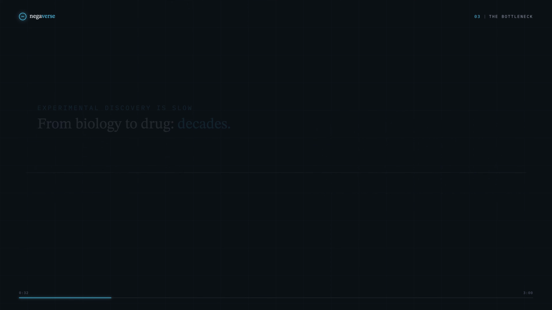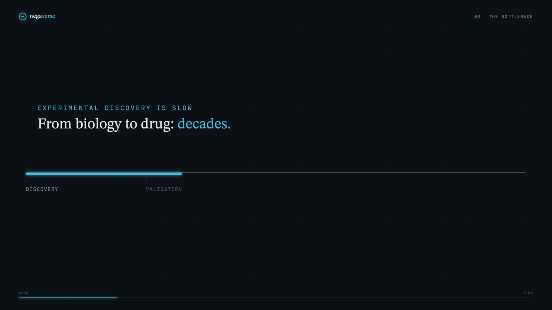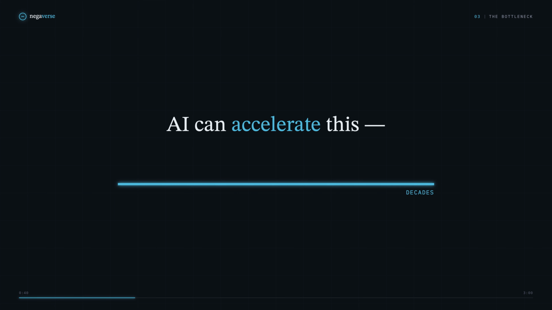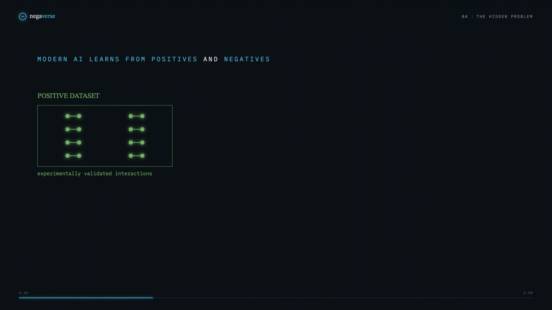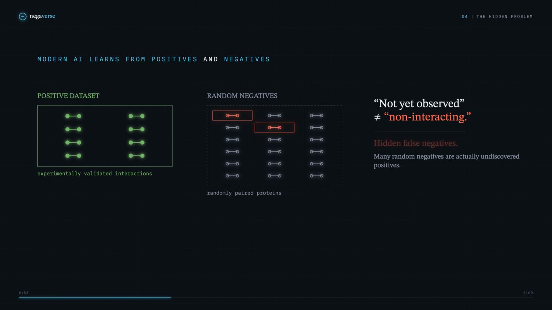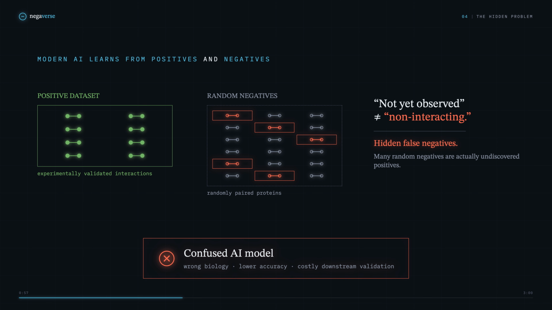Discovering new ones experimentally is slow, often taking decades to reach a drug. AI could dramatically accelerate this, but only if it's trained on the right data. AI learns from positive and negative examples, but most negatives come from randomly pairing proteins, and not yet observed doesn't mean non-interacting. Many are actually undiscovered positives, teaching the model the wrong biology.